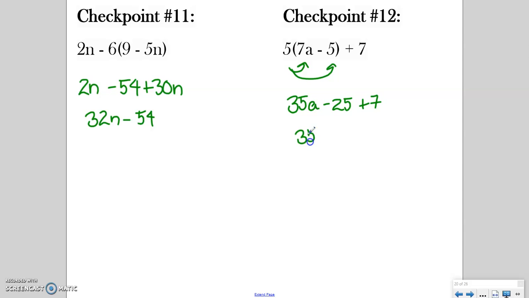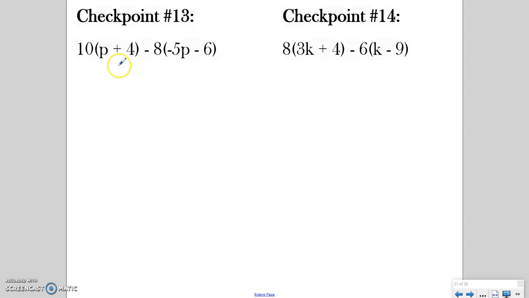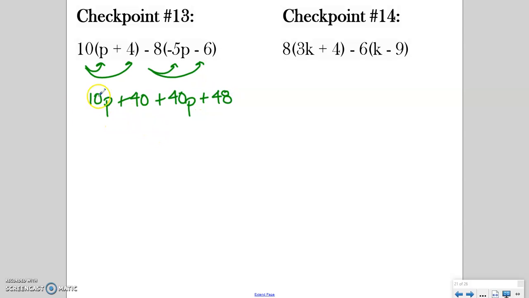Okay, so 35a, and then this one is negative 18. Alright, so this one is just more distribution. So always distribute first. And make sure you're distributing the number outside that is next to the parentheses. So this is 40, this is plus 40p plus 48. All right, combine like terms.